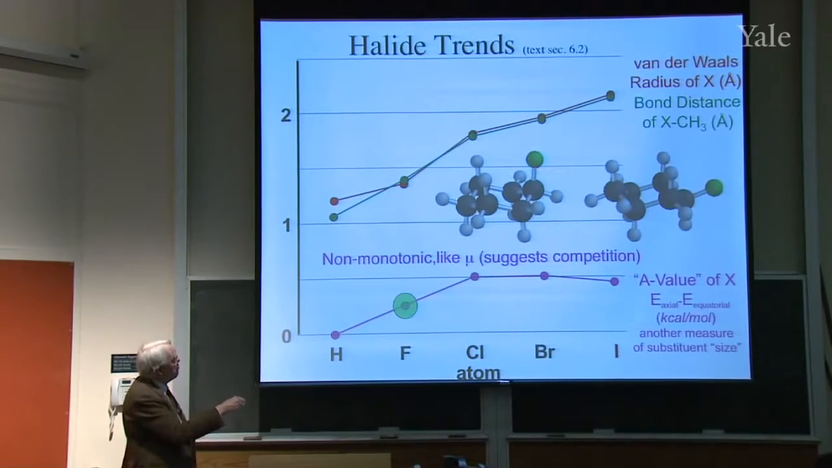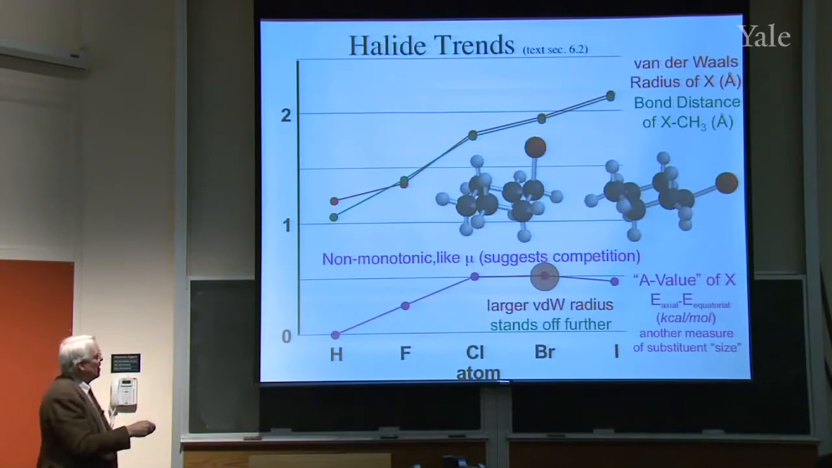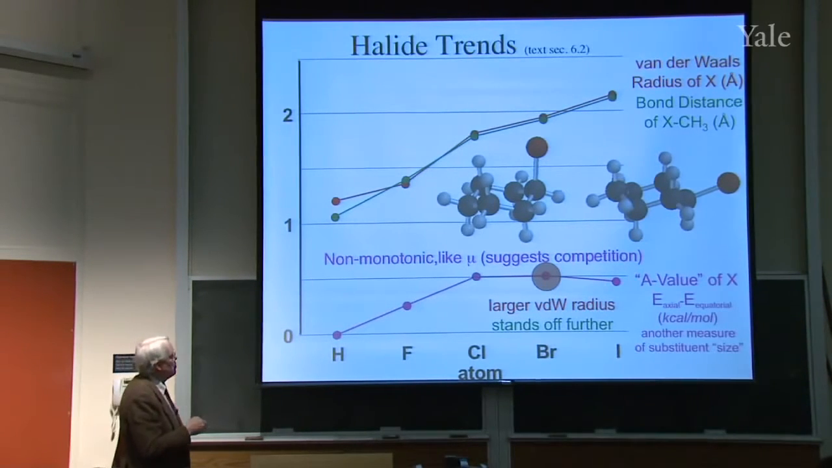And now watch this model as I change from fluorine to iodine. What happened? The atom gets bigger, not shown to scale, but the bond gets longer, right? So you have a larger van der Waals radius, but it stands off further. So it's not so dramatic, the difference.